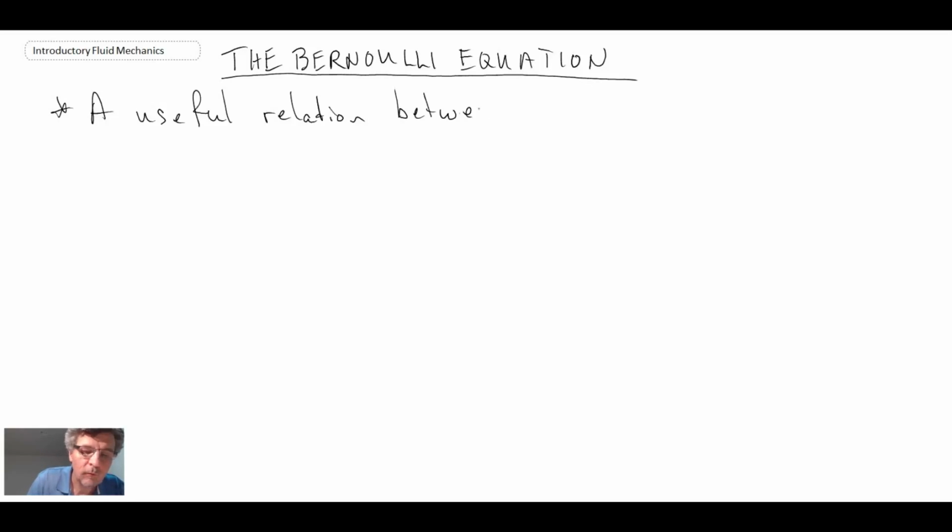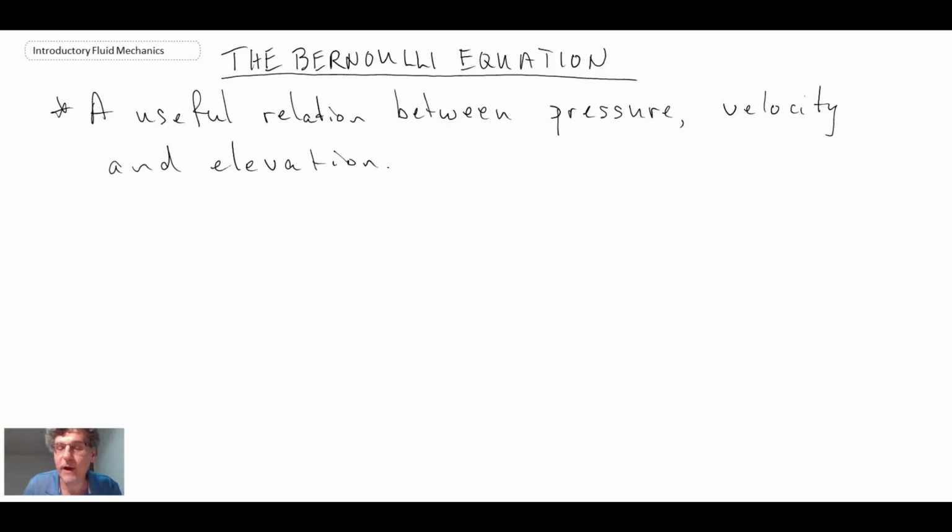We're now going to derive a very important equation in fluid mechanics, and that equation is the Bernoulli equation. What the Bernoulli equation will provide is a useful relationship between pressure, velocity, and elevation. So we'll get an equation that will have pressure, velocity, and elevation z in it.